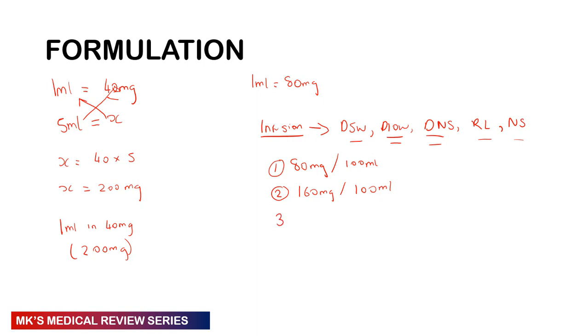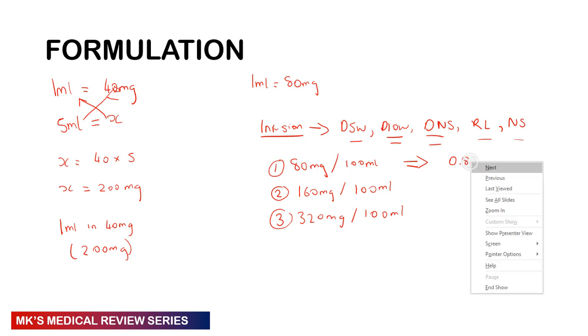Or we can say 320 milligrams in 100 mils. Okay, so if we reduce these concentrations, this 80 milligrams in essence is going to mean that you have 0.8 milligrams. So we have 0.8 milligrams per mil for this concentration.